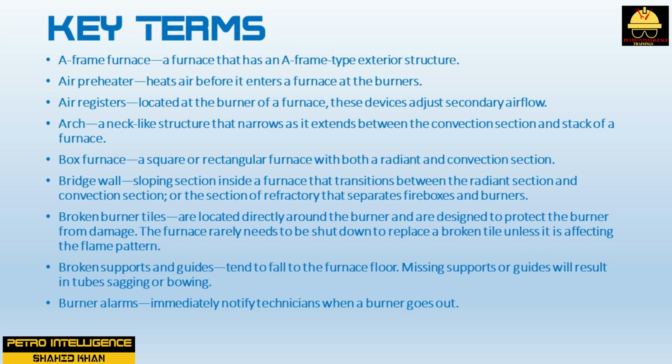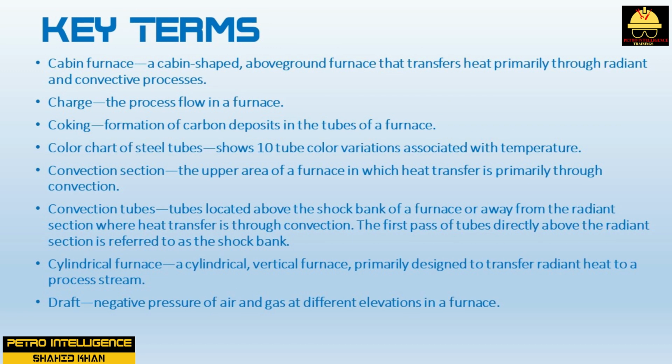Broken supports and guides tend to fall to the furnace floor. Missing supports or guides will result in tubes sagging or bowing. Burner alarms immediately notify technicians when a burner goes out. Cabin furnace is a cabin-shaped, above-ground furnace that transfers heat primarily through radiant and convective processes. Charge is the process flow in a furnace.